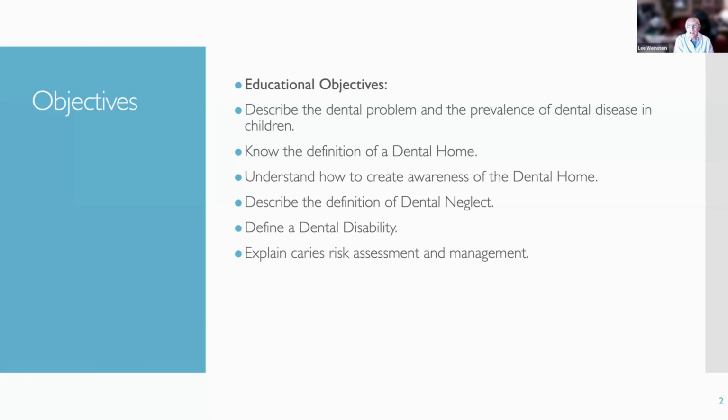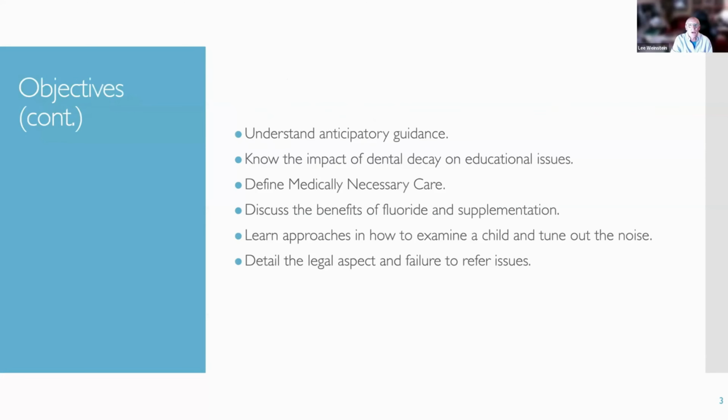So back to the objectives. Disease problems have been around for eons of time, and now they're just starting to recognize that actually overall dental health and medical health go together, which just amazes me. But moving on, we're going to know the definition of dental home. We're going to understand how to create awareness in the dental home. Knowing what it is and creating awareness are two different subjects. We're also going to describe the definition of dental neglect, which is prevalent throughout the world. And we'll decide and define the dental disability and explain caries risk assessments as we go a little bit further.